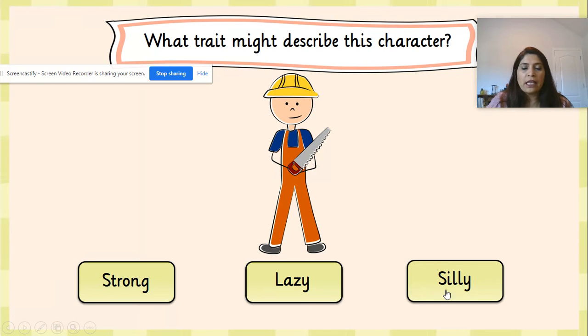So do you think he is silly? Obviously not. He does not look silly to me. But how about strong? Yes, this will be the best option. The reason why I choose strong as my answer is because you have to be strong in order for you to hold the saw and do your work. So I am going to choose strong as my answer.